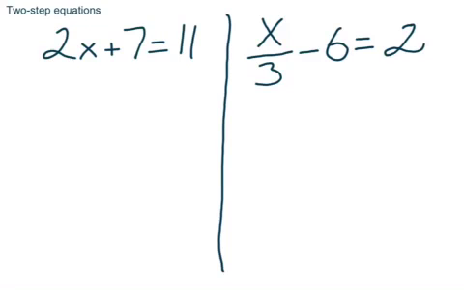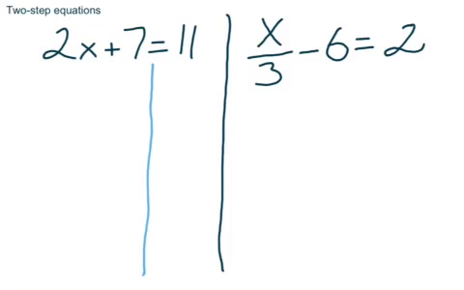Today we're going to talk about two-step equations. I've got two equations here, and I'm going to solve both of them and point out some similarities and differences. One of the first things I do when I solve equations is I always draw a line straight down from the equal sign.